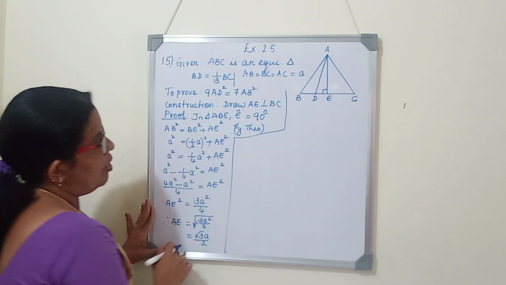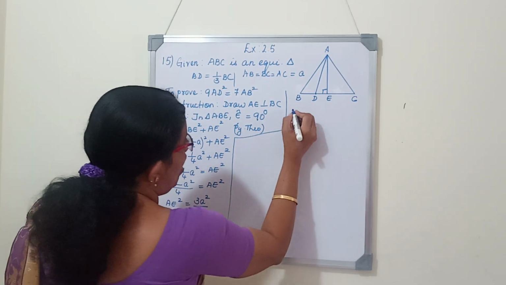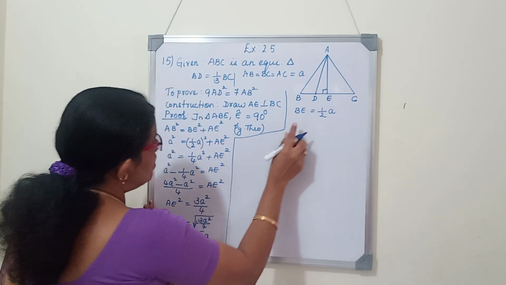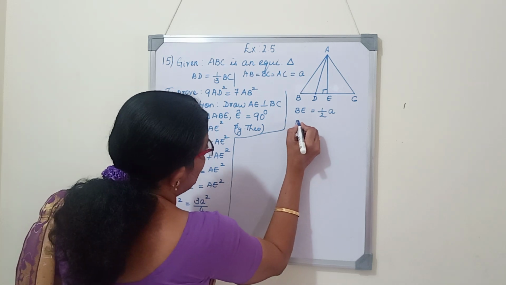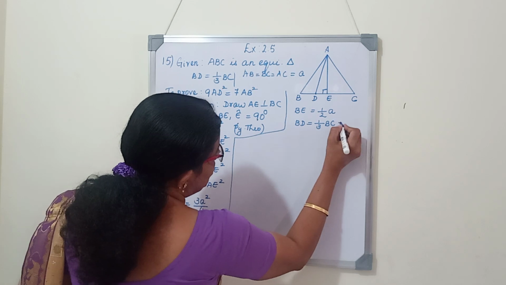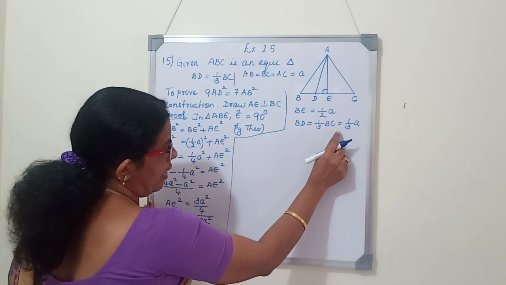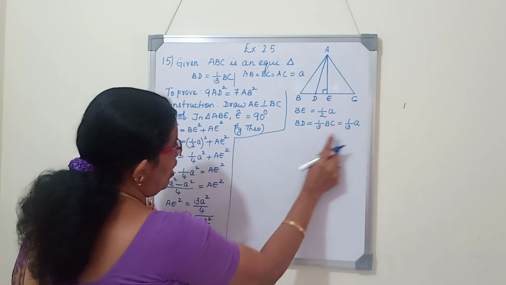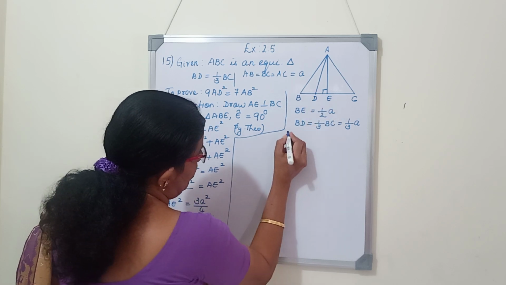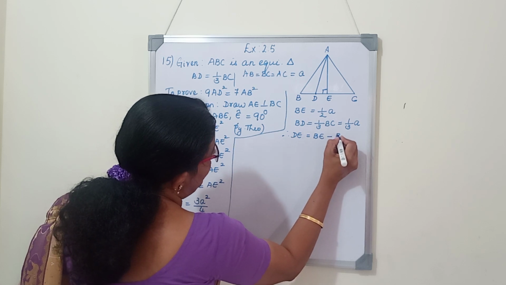Now we will see what BE is. What is the value of BE? BE is half of A. And it is given that BD is 1 by 3 BC. BD equals 1 by 3 BC, and that is equal to 1 by 3 A, because BC, AB, AC, all the sides are equal to A. So if BE is given and BD is given, we can find out DE. Therefore, DE is equal to BE minus BD.